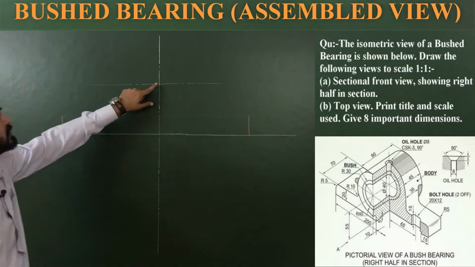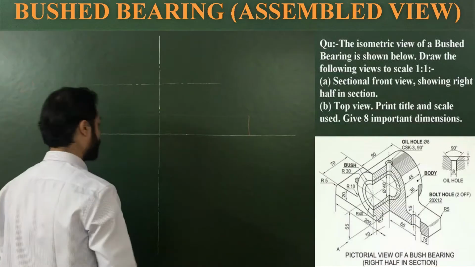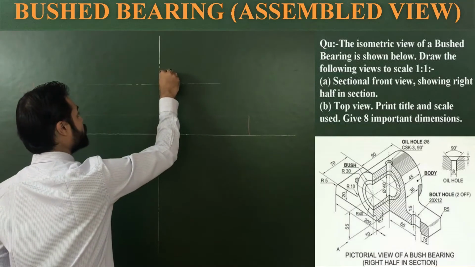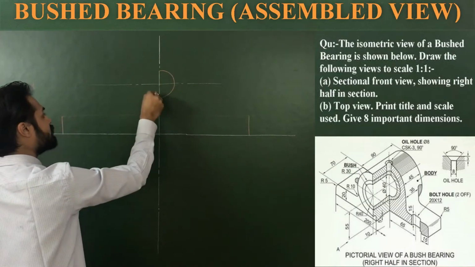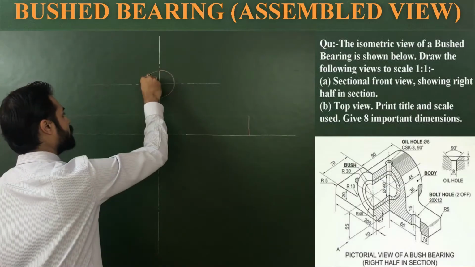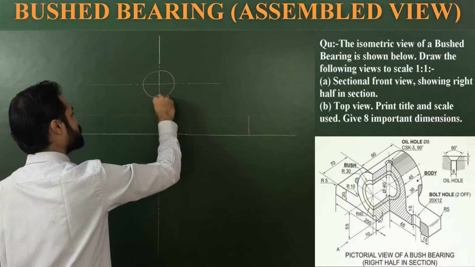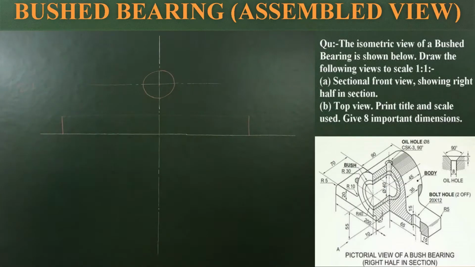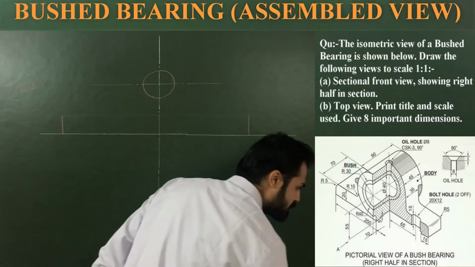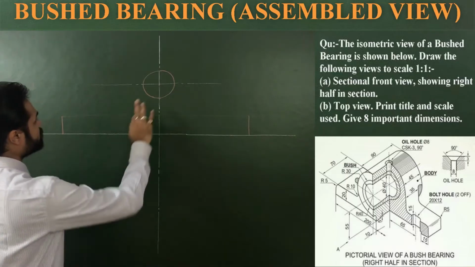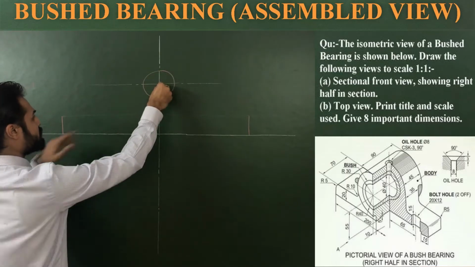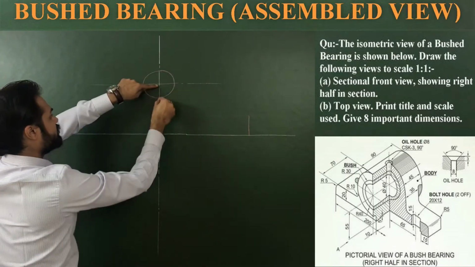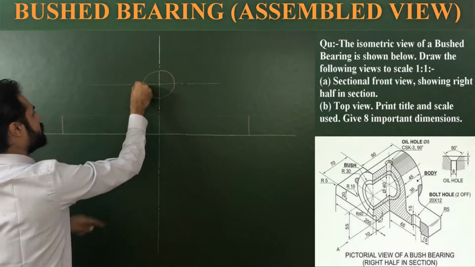So from this point, first circle of diameter 40 or radius 20, then second circle of radius 30. The outer diameter of the bush is 60, so radius is 30. So from the center, 30 and 30.